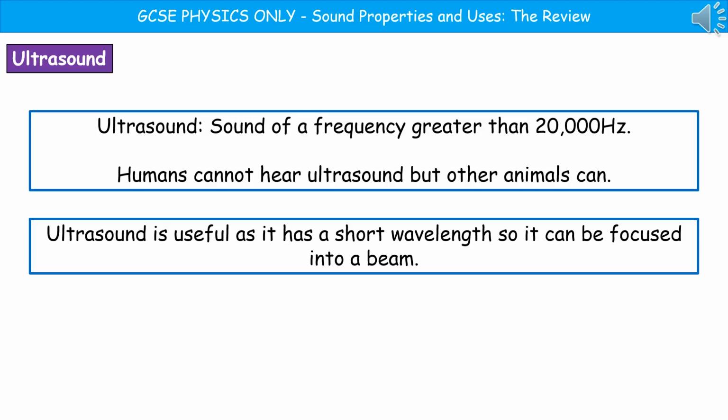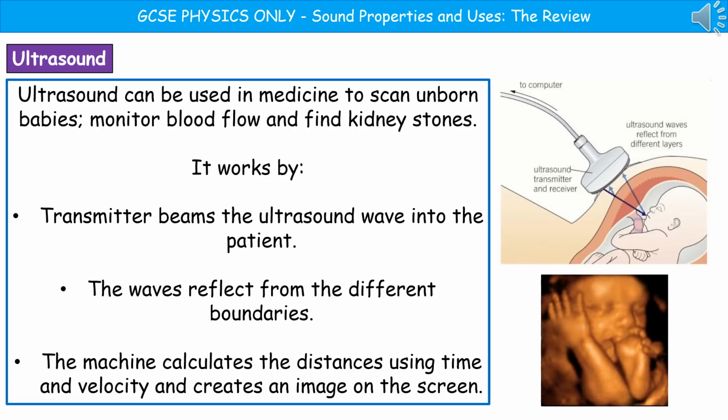One of the important types of sound wave we need to know about is ultrasound. Now, ultrasound is just any sound with a frequency of greater than 20,000 hertz. And we as humans can't hear that, okay? Certain animals can, but we certainly can't. Now, ultrasound is actually really useful to us because it's got a short wavelength, which means that we can focus it into a beam. And one of the most common ways that we use this is in scanning unborn babies.